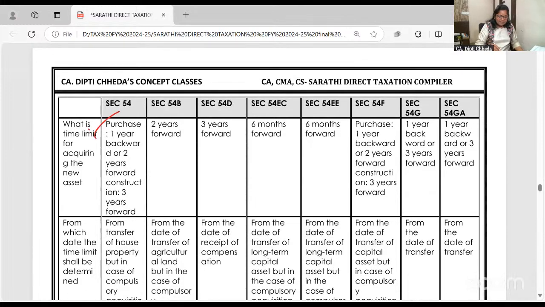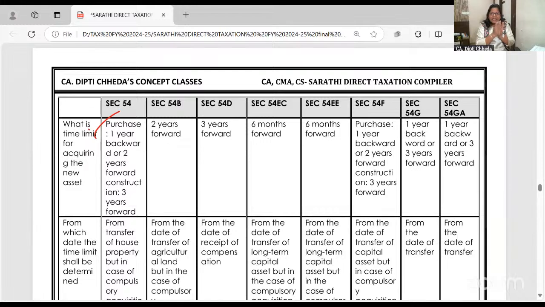Time limit. You have transferred the house, so you can purchase the house one year backward. You know, I was getting a choice of my property, so I purchased it with a loan, and within one year I sold my old house when I got a good rate. So it's not necessary that you sell first and only after that buy. You can buy one year backward.